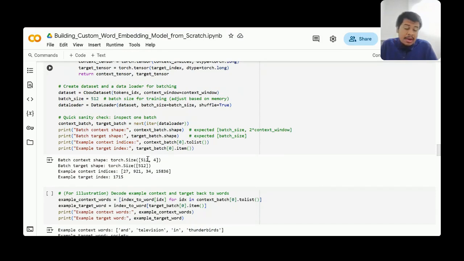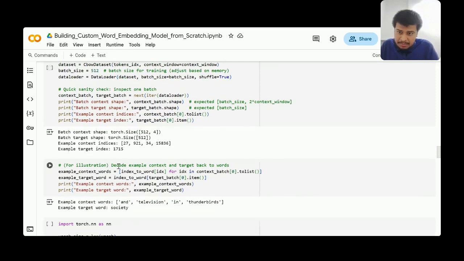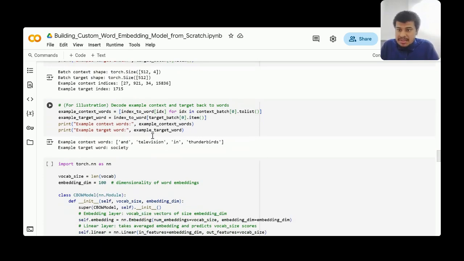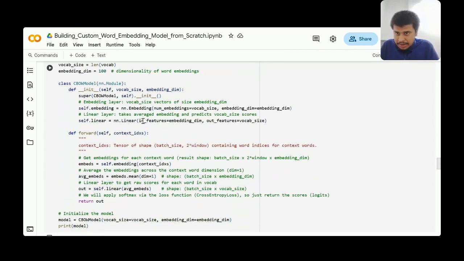So 512 sentences were taken out, and for each of those we'll have 4 context words. And then all of those sentences will have 512 target words. And then the context indices and all of them are printed here. Fine. These are actually very basic things. The most important thing is the model here now.